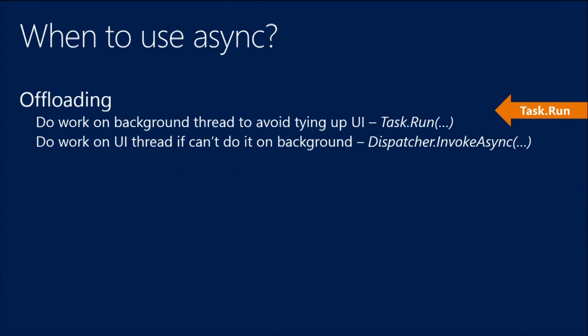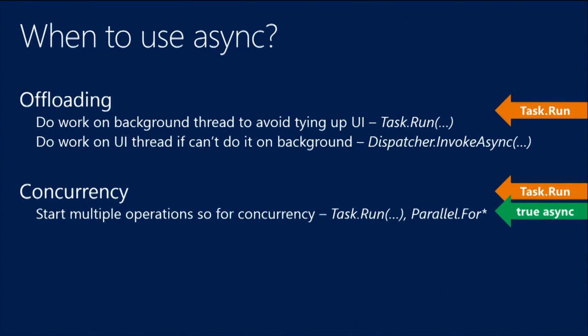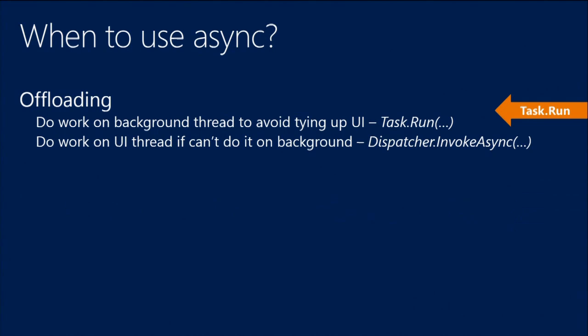No way around it. Another case where we want to do offloading is kind of the mirror image of that. If we're currently executing code on a thread pool thread, on a background thread, but we want to update the UI, then I do dispatcher.invoke async to offload my work from the background thread onto the UI thread, because only the UI thread, in most cases, is allowed to update the UI. So again, we're using task.run or dispatcher.invoke async or that kind of thing to achieve offloading.